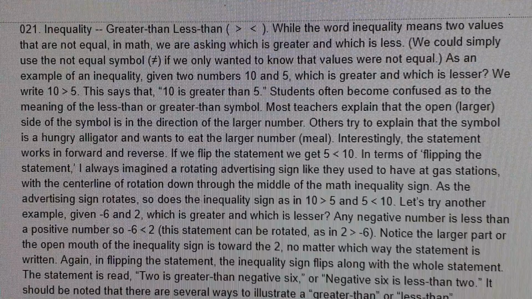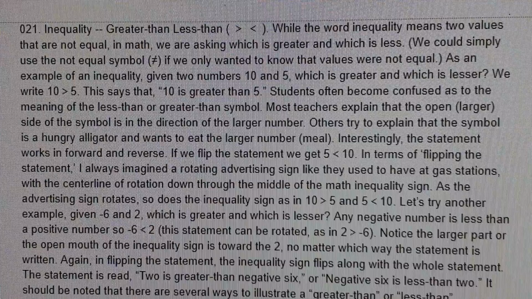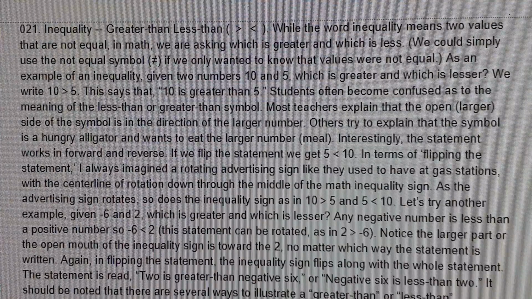It should be noted that there are several ways to illustrate a "greater than" or "less than" relationship, one being an open dot and the other being a dashed line. The symbols for two things being equal would be a solid dot or a solid line. Open dots and dashed lines do not include the value (the value is excluded). Solid dots and solid lines do include the value in question.